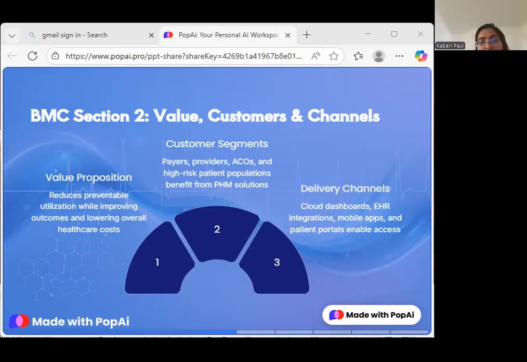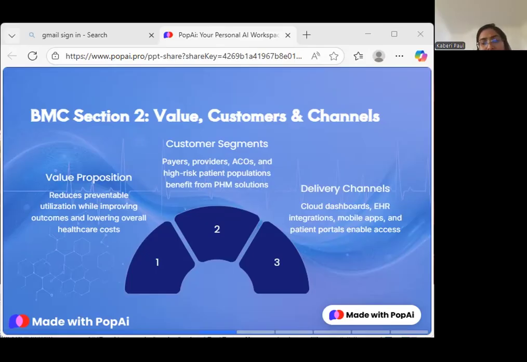The main customer segments for PHM include payers like Medicare Advantage plans, provider organizations such as hospitals and accountable care organizations, and even government health programs that monitor population trends.